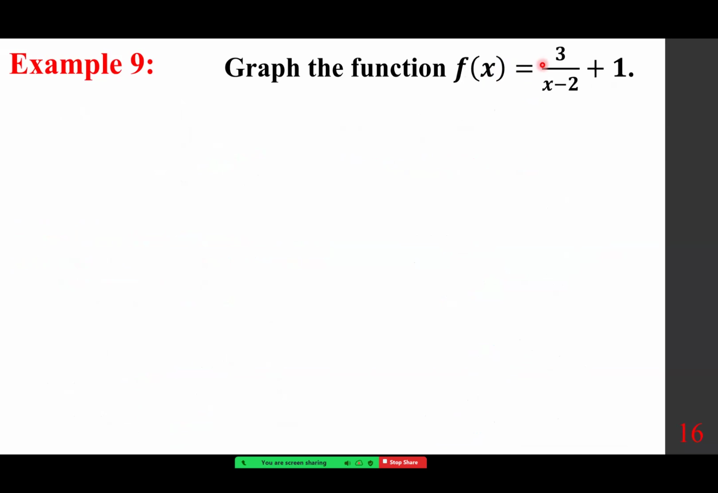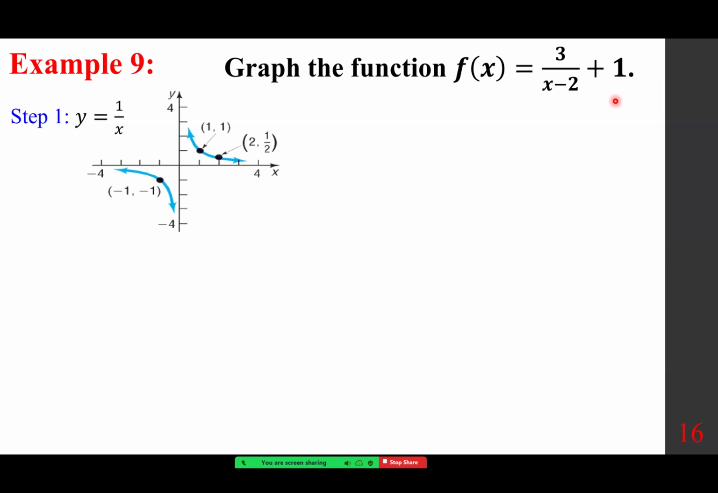Graph the function f of x equals 3 over x minus 2 plus 1. And we are going to look at transformation, assuming we know y equals 1 over x. Remember, the function y equals 1 over x, the reciprocal function, looks like that. By the way, normally we use a dashed line to represent asymptotes for rational functions. We discuss this further later.